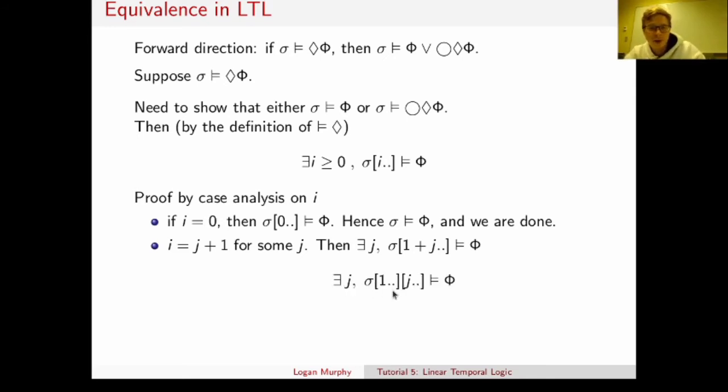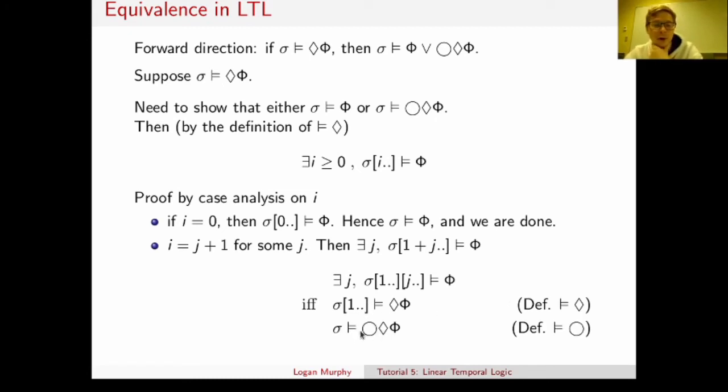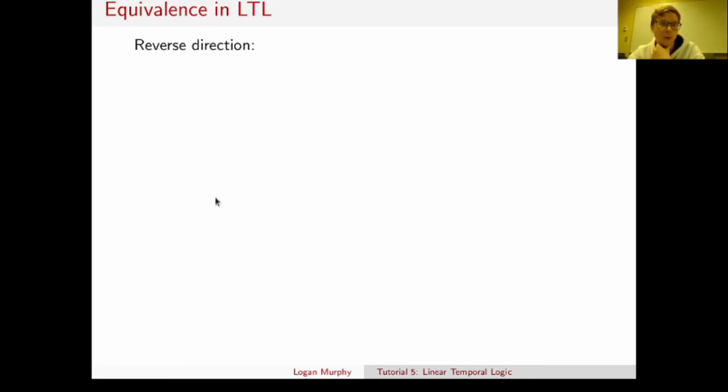If we write it in this manner, it's easy to see that these are equivalent because you're just taking the first index of sigma and then J indices after that, which is the same thing as taking J plus 1 indices of sigma. But now we have this existential quantifier and this index J, and this looks like our definition of eventually. So let's do that substitution for the satisfaction relation. And now we can just do the satisfaction relation for the next operator. And this gives us exactly this second case that we could prove. So in this case, we've completed our case analysis on I, and the proof is done for the forward direction.